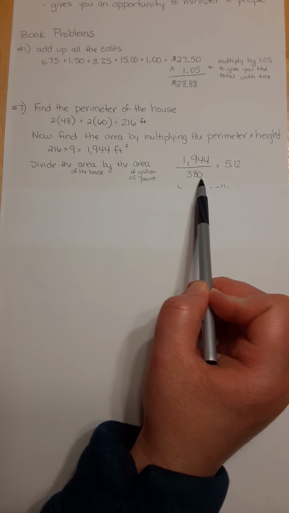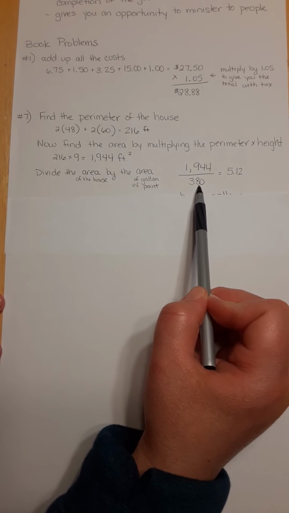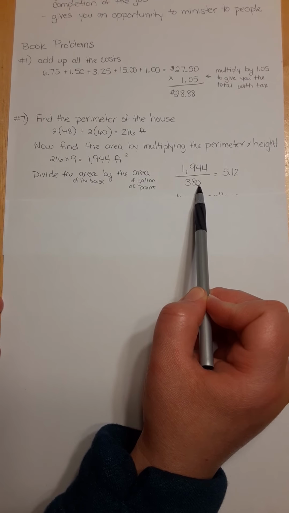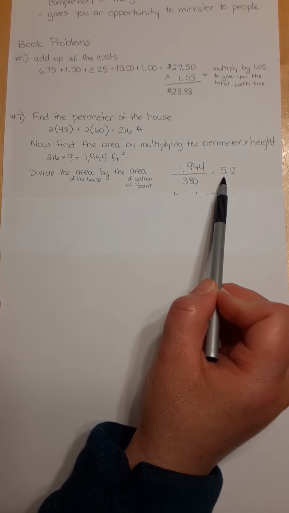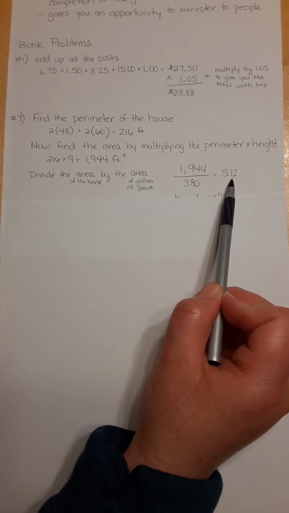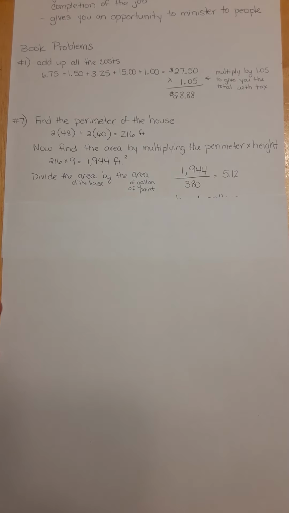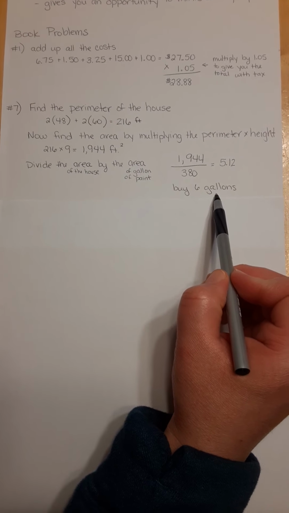Where did that number come from? It came from the instructions, okay? Remember, it told me a gallon covers 380 square feet. So once I do my division, I end up with 5.12. Okay, we can't buy 0.12 of a gallon, so when we go to the store, we're going to buy 6 gallons.